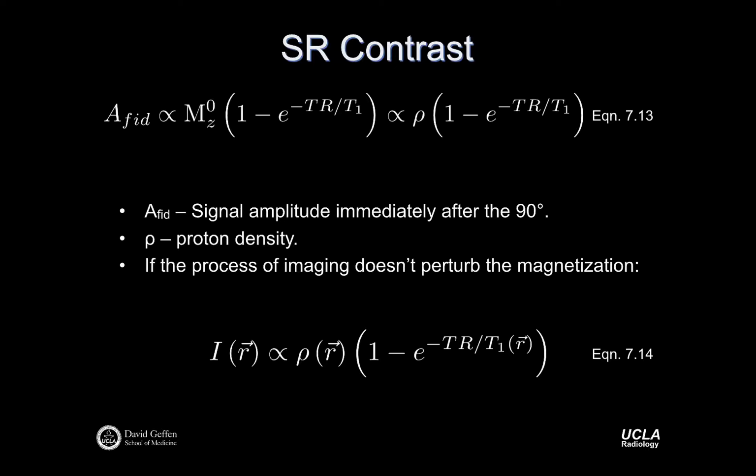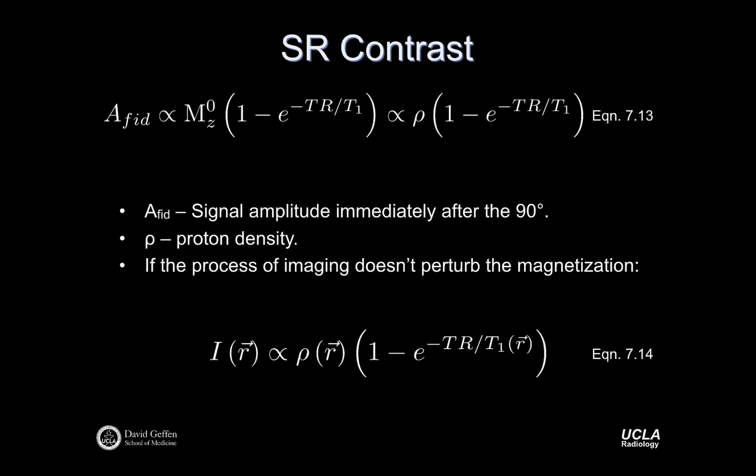If you chose a really, really short TR, what would this expression reduce to? What if the TR is almost 0? What happens to this exponential term if the TR is almost 0? This goes to 0, right? And so what you're left with is just this proton density term. And so with the saturation recovery pulse sequence, you would play a saturation pulse and try to do your imaging right away. And if you did so, you'd end up with a very proton density weighted image.